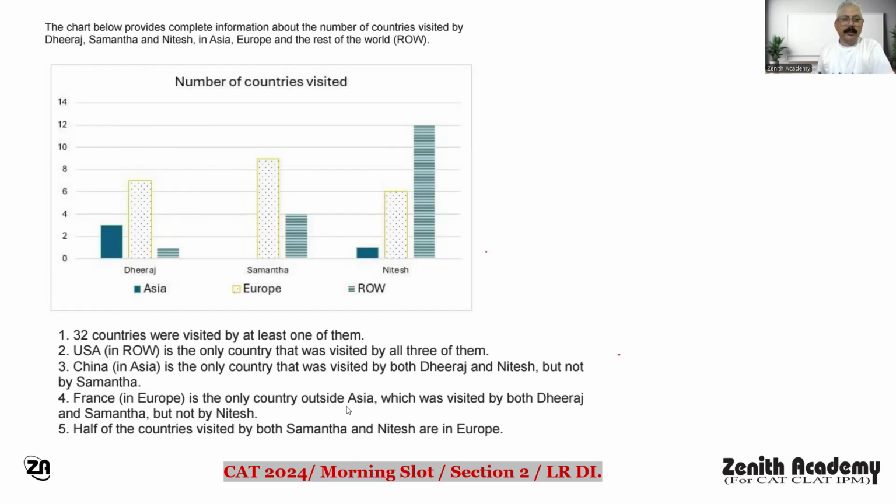And here the conditions are: 32 countries were visited by at least one of them. USA in rest of the world is the only country that was visited by all three of them. China in Asia is the only country that was visited by both Dheeraj and Nitesh, but not by Samantha. France in Europe is the only country outside Asia which was visited by both Dheeraj and Samantha, but not by Nitesh. Half of the countries visited by both Samantha and Nitesh are in Europe. And questions?